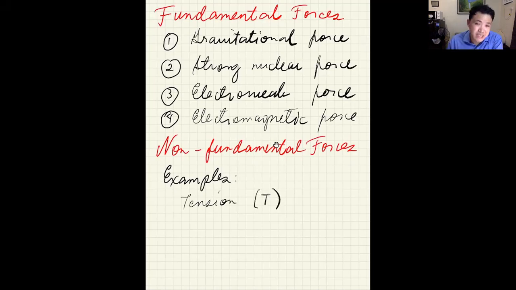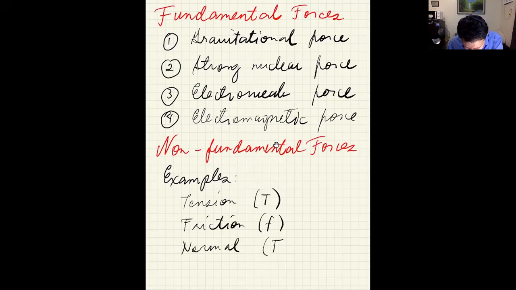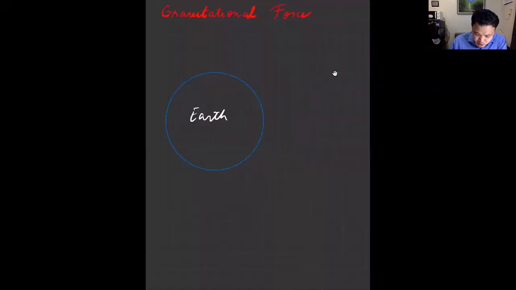Usually we use a symbol T. You have friction, frictional forces, small f. And you have the normal or support forces, normal force. Usually we use the symbol Fn. Okay? Now let's focus on the very common non-contact forces, which we experience, and that is your force of gravity.